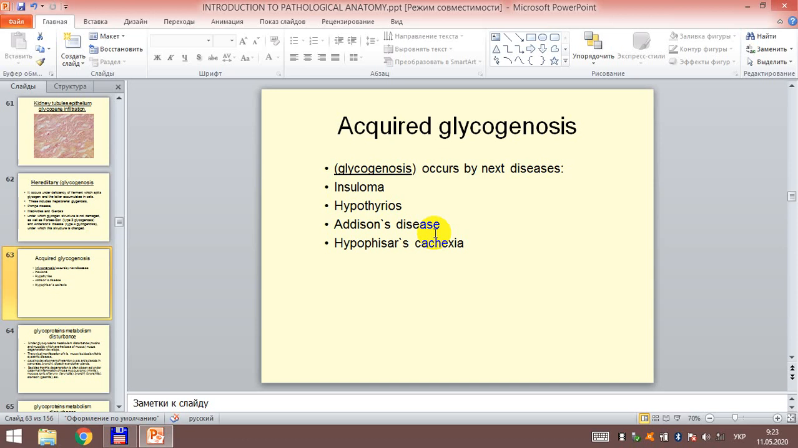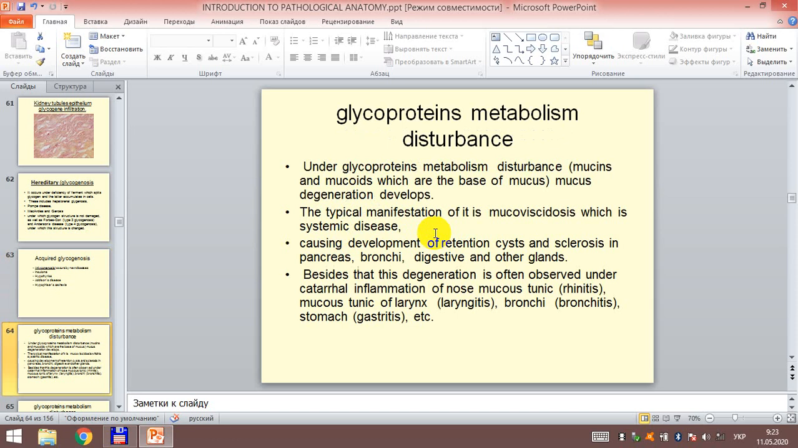Under glycoproteins metabolism disturbance, mucins and mucoids, which are the base of mucus degeneration, develop. The typical manifestation of it is mucoviscidosis, which is a systemic disease causing development of retention cysts and sclerosis in pancreas, bronchi, digestive, and other glands. Besides that, this degeneration is often observed under catarrhal inflammation of nose mucous tunic, rhinitis, mucous tunic of larynx, laryngitis, bronchi, bronchitis, stomach, gastritis, etc.